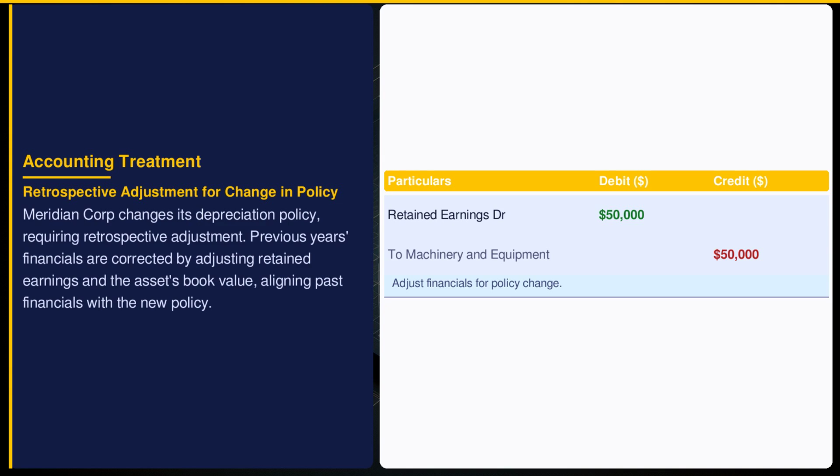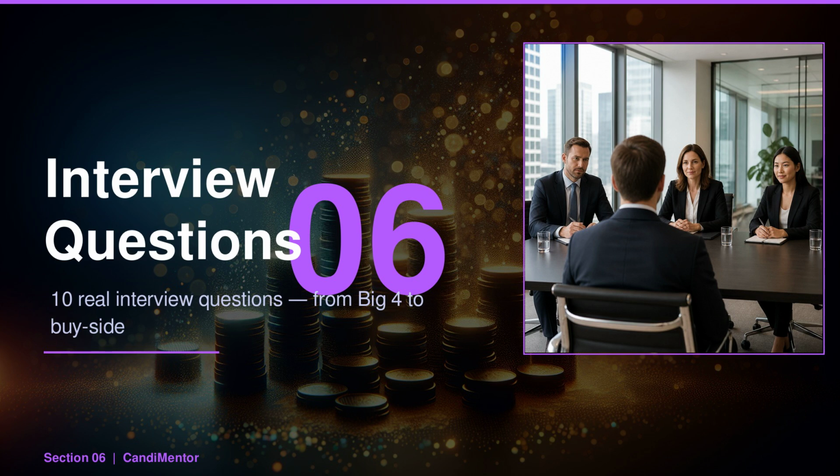ASC 250 mandates adjusting prior periods' financials, ensuring comparability over time. For Meridian Corporation, this reinforces transparency and accuracy, offering stakeholders a clear view of how policy changes impact reported earnings and asset values. Every Big Four and investment bank interview on ASC 250 follows a pattern. Here are the 10 questions that come up again and again, with answers that will make your interviewer nod.